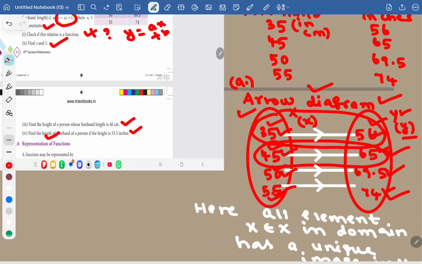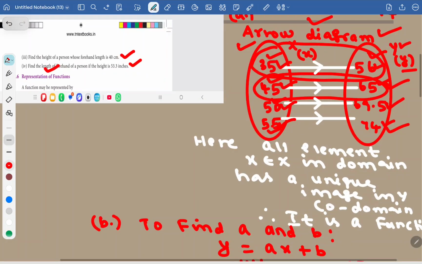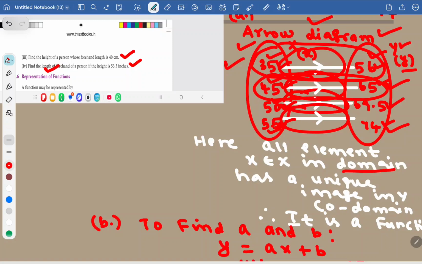35 maps to 56, 45 maps to 65, we can easily mark them. 50 maps to 69.5, 55 maps to 74. I am representing everything through an arrow diagram. See, every element in x, that is in the domain, has a unique image in y, which is the codomain. Therefore it is a function. First part over.